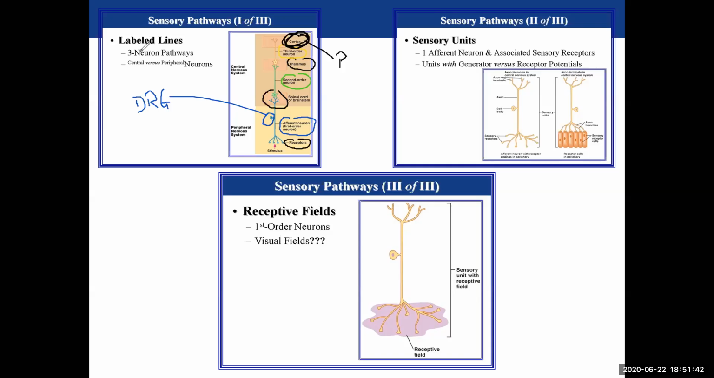So that's why we call it a 3 neuron pathway: first order neuron, second order neuron, and third order neuron. Among the 3 neurons, only the first order neuron is a peripheral neuron. The second order neuron and the third order neuron are both central neurons, classified as part of the central nervous system.